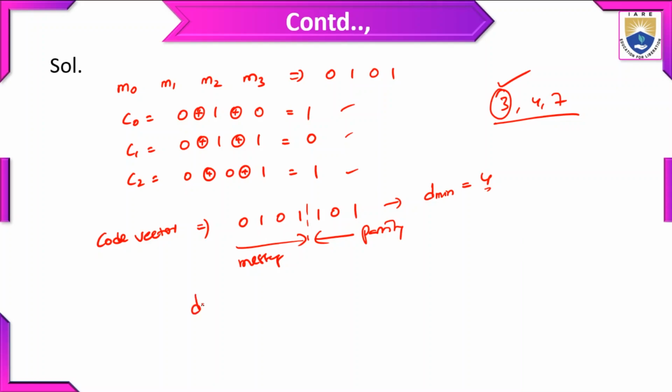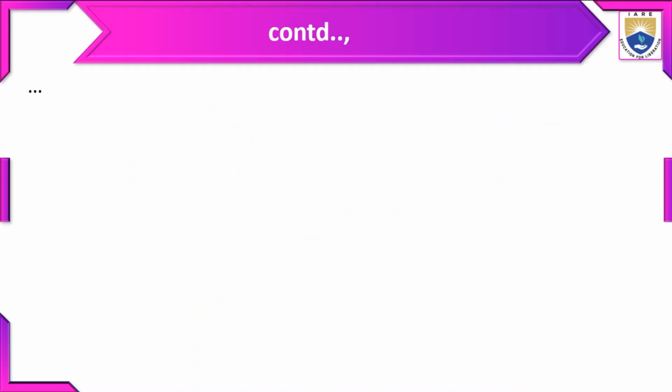Why? Because by using this D minimum, we can find how many errors there are. By using error control codes, we can detect the errors and we can correct the errors. I am going to detect the error first, then I am going to correct. How many bits can I correct? That you also have to find. For example, I am considering the minimum distance is 3.